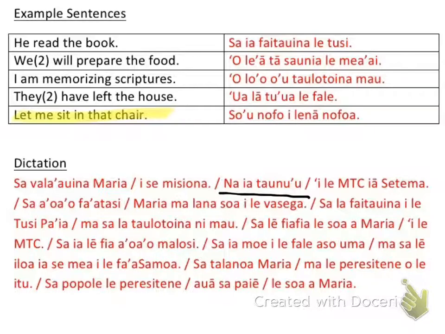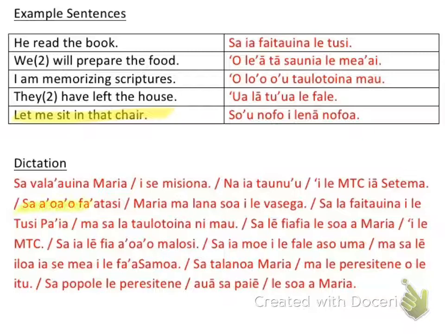So you can see right here, na ia tau nu'u. So ia right here is my pronoun, and that is he or she. But Maria is what we were talking about before, so it's a she. We always have to remember the context of what we're talking about. So she arrived, tau nu'u is arrived, and then ile MTC, at the MTC, the Missionary Training Center, ya setema, in September. Okay, so this is how that would be translated. And the reason why I use na here is you can see at one particular moment she came to the MTC in the past. You can visualize that.